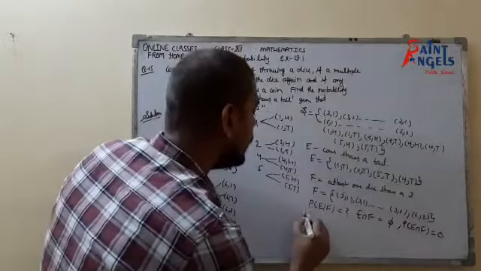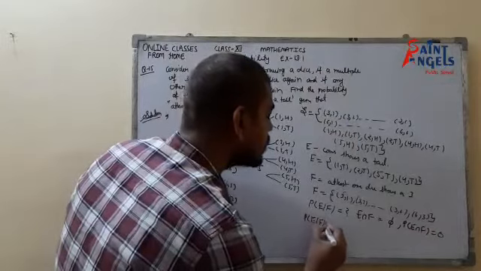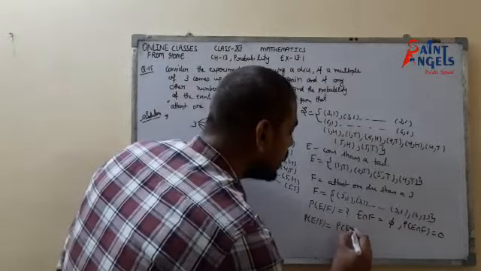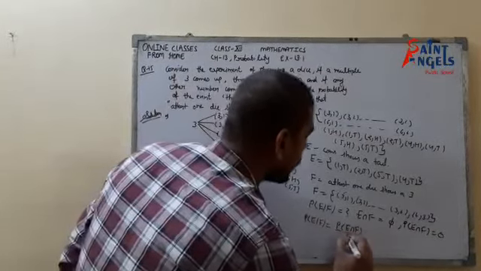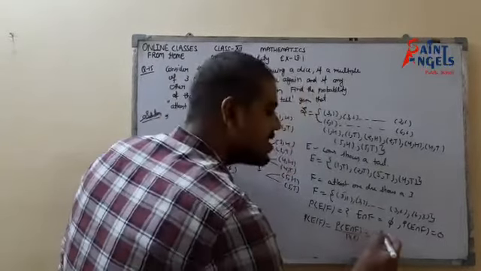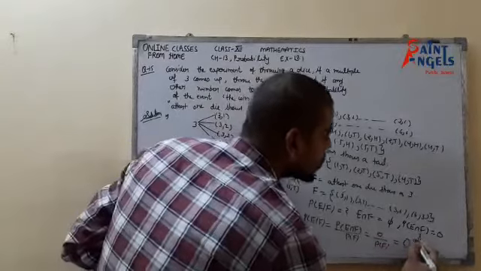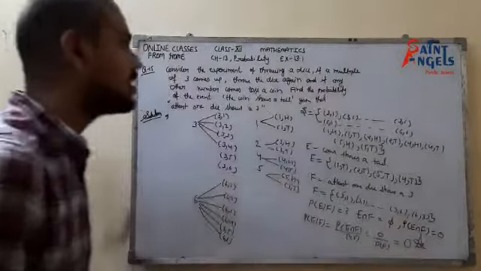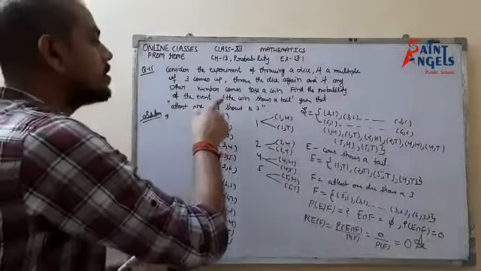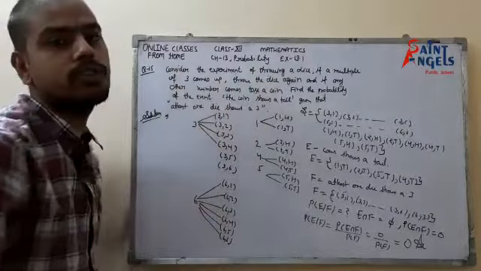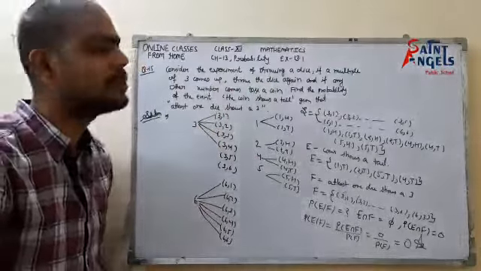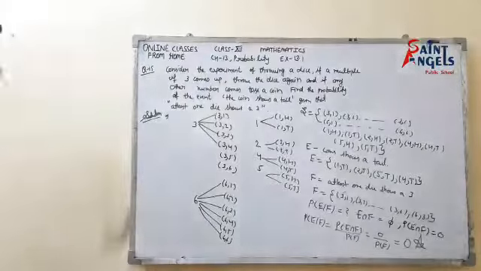Now P(E|F) equals P(E intersection F) upon P(F). When this is 0, I need not calculate P(F); it would be equal to 0. So there is a 0% chance that the coin shows a tail if one die shows a 3. It's impossible. I hope it's clear. Very easy question. Please pause the video and note it down.